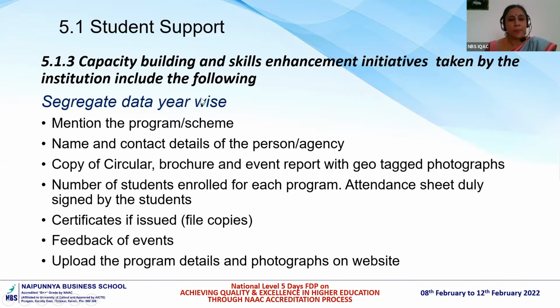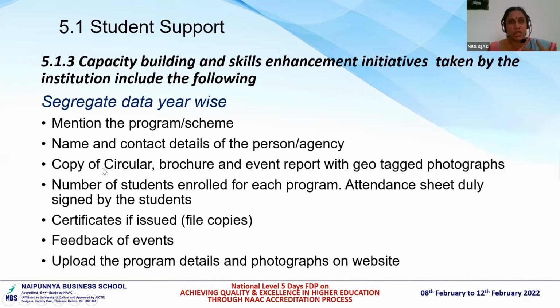When you do the capacity building and skill enhancement documentation, segregate the data year-wise. Every year, segregate it like soft skills, and if you're giving all four, segregate accordingly, noting how many we have given. Then mention the program, whether soft skill, language or whatever it is, and the name and contact details of the person and the agency. These are the things many of us actually miss out.